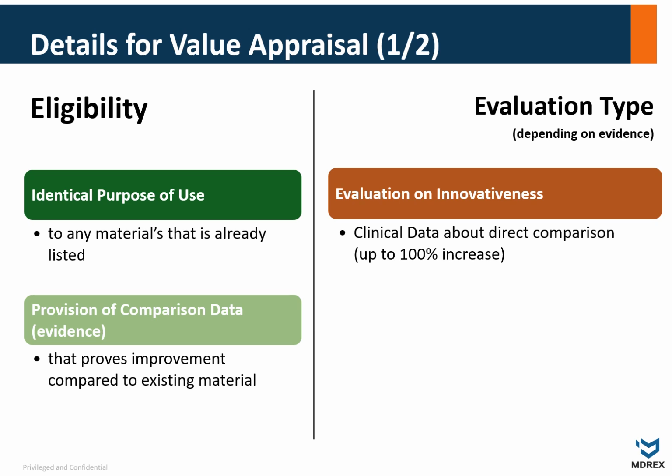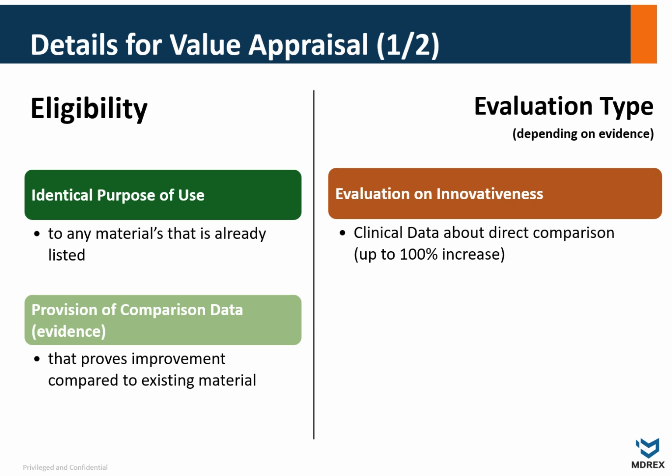Let's take an example. Let's say there's a material group with an MRP of $10 US, and a new medical material comes in with the same purpose of use, and the VA was approved. Then the price can range from 11 to 20 through this innovativeness evaluation.